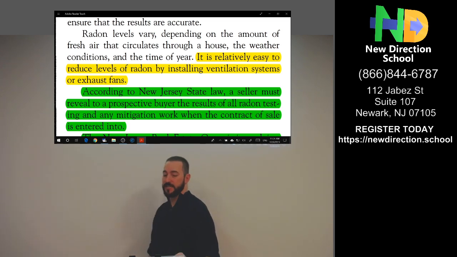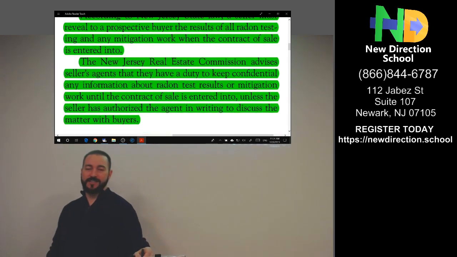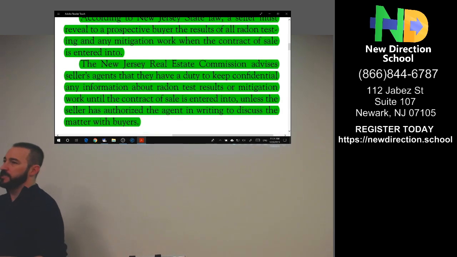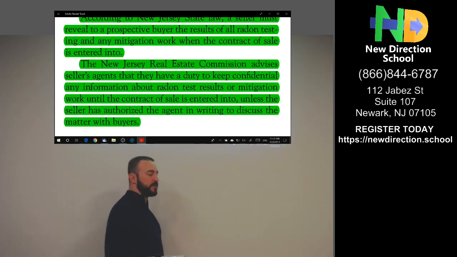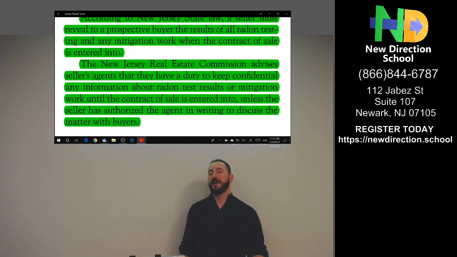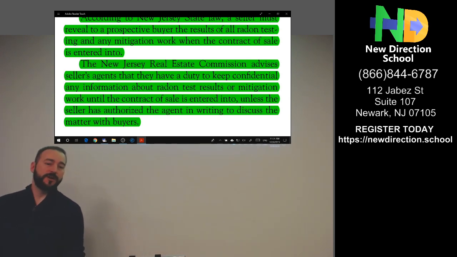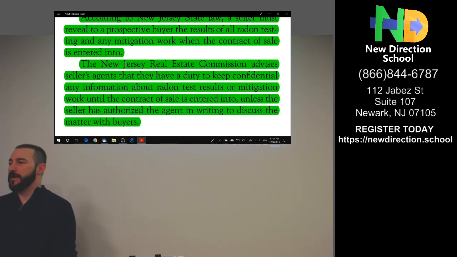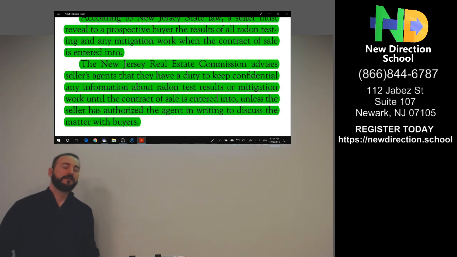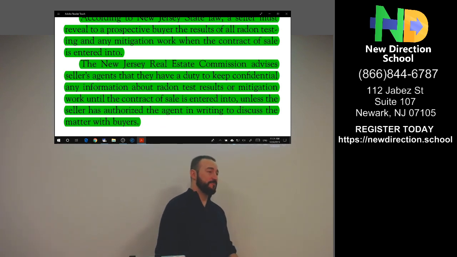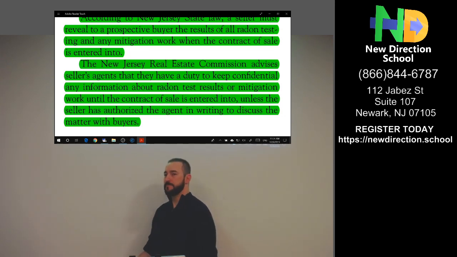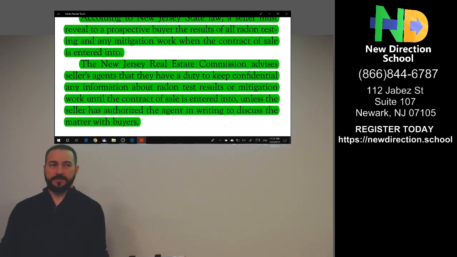In fact, the Real Estate Commission advises sellers' agents that they have the duty to keep confidential, meaning you cannot disclose information about radon test results until the contract of sale is entered into, unless the seller has authorized the agent in writing to discuss the matter with buyers. Why? Because again, it's a natural gas. It's everywhere. It's not something that's easily fixable. Does that make sense? It's something that must be taken care of, yes, but with proper ventilation.